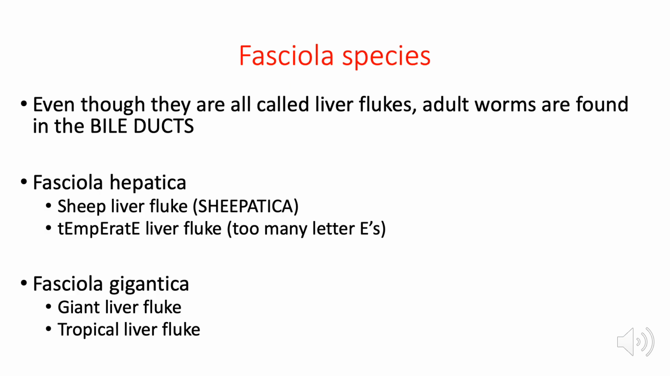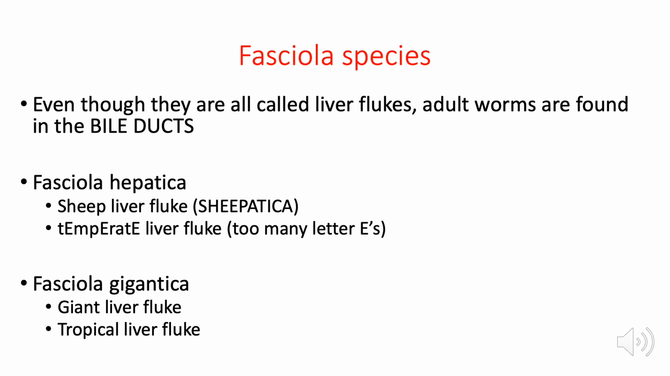Again, even if they are referred to as hepatic flukes or liver flukes, the adult worms of Fasciola, Clonorchis, and Opisthorchis are found within the bile ducts. Now, if the infection becomes chronic or severe, there's a probability that the worms will start to appear also within the liver parenchyma. Now, these are the common names of the two species of Fasciola.